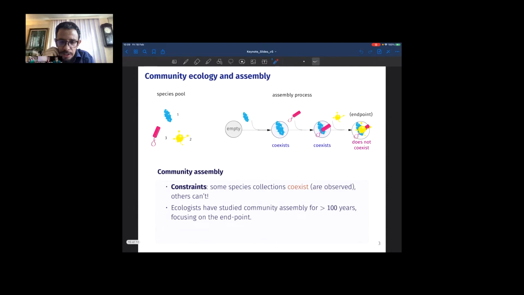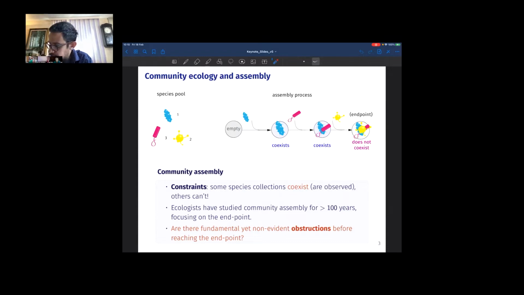Ecologists have been studying this problem of assembly for more than 100 years. It's, in fact, one of the oldest problems in ecology. They have mostly focused on what they call the endpoint: essentially, what is the maximum number of species that can coexist under given constraints? But the question that we want to answer is a little bit different, because we're more interested in the process. We ask if there are fundamental yet non-evident obstructions before you reach the endpoint.